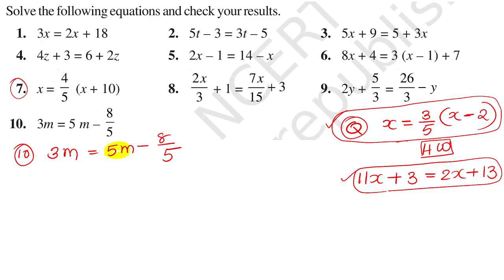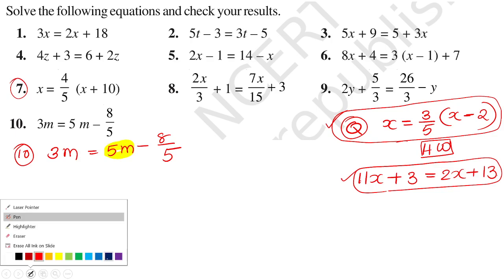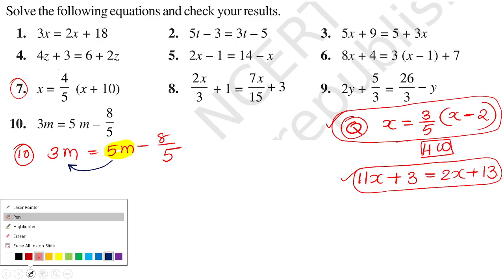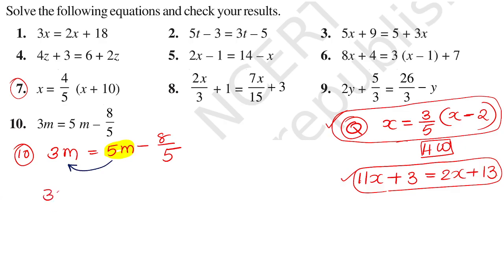But first of all, can I take this 5m to the left side? Is there any issue? No issue. I told you that the variable should be on the left side. That's why the fraction is there. But listen, you can understand.